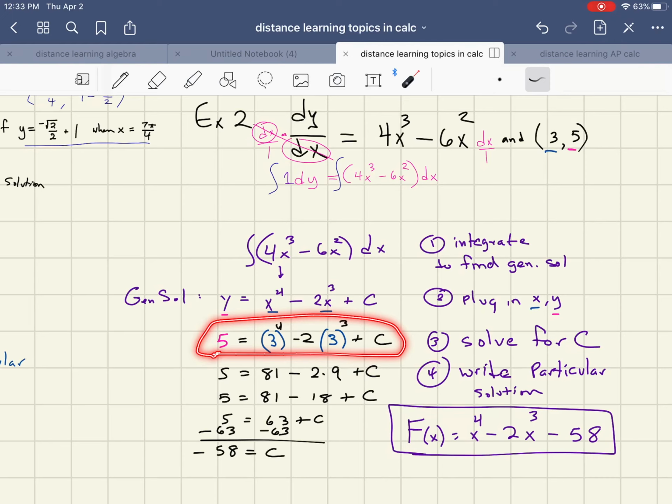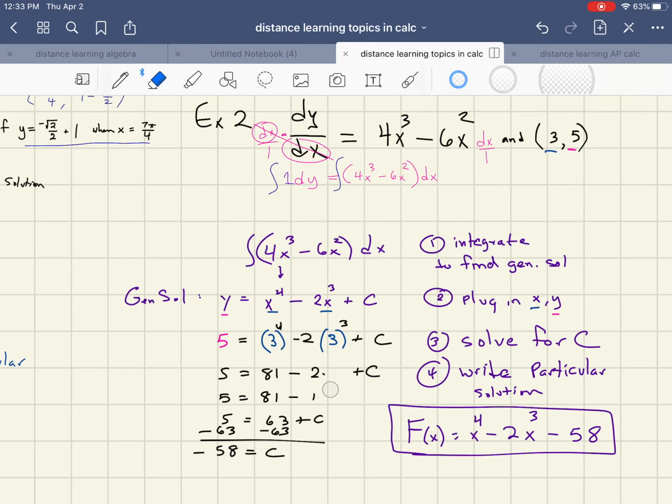And I have this equation. I'm going to use that equation, and I'm going to solve for c. So 3 to the 4th is 81. 3 squared is, oh, that's a mistake. Look at that. I got to fix that. So let's, well, glad I caught that.